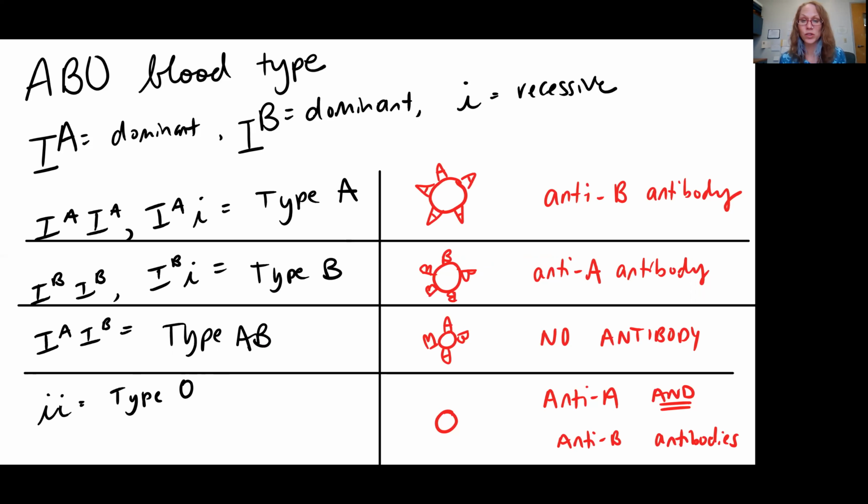Because type O cells don't have any markers hanging off them, any person can receive type O blood during blood donation. So we can talk about type O blood as being the universal donor. And then because type AB blood doesn't have any antibodies, it's recognizing A and B equally as self, it's going to be described as the universal recipient. So individuals with type AB blood can accept any type of blood.